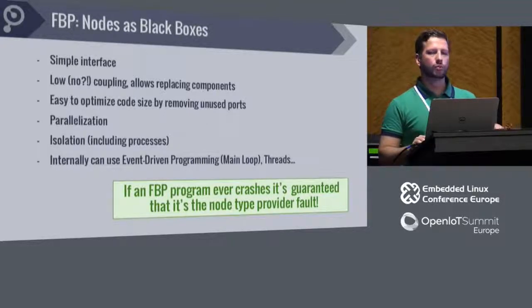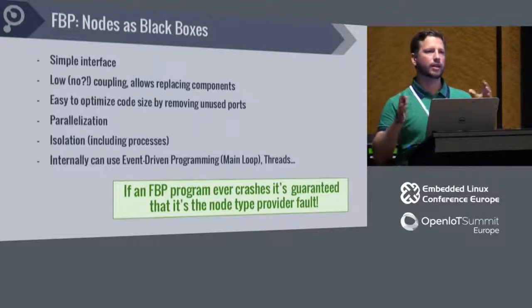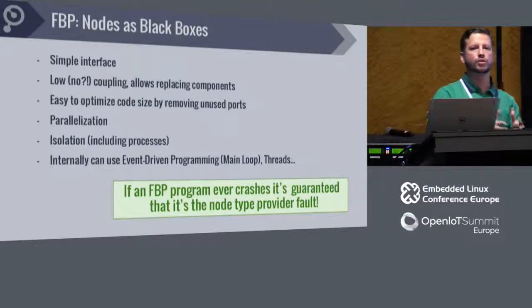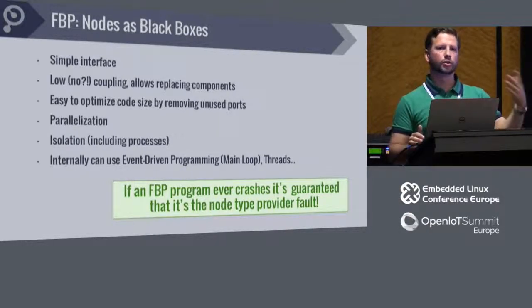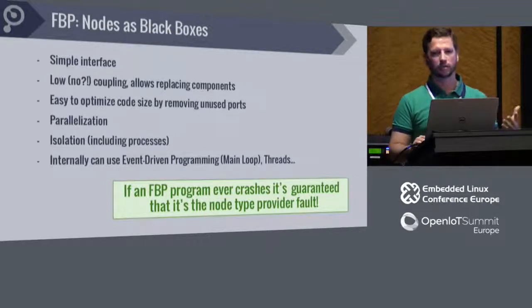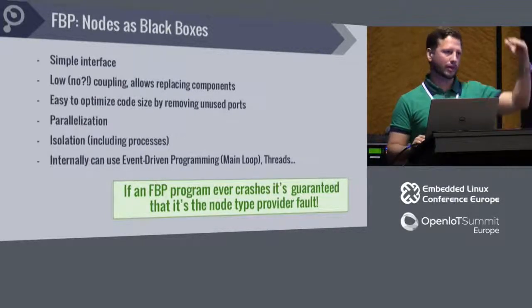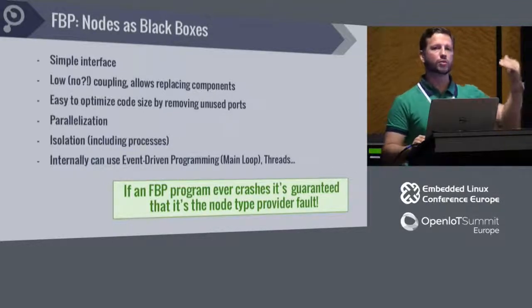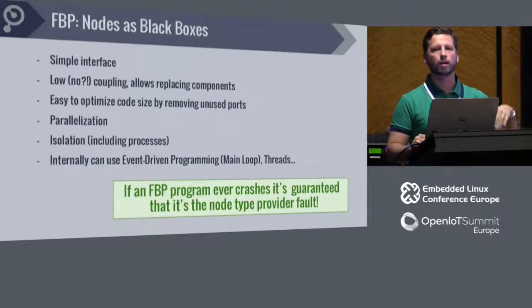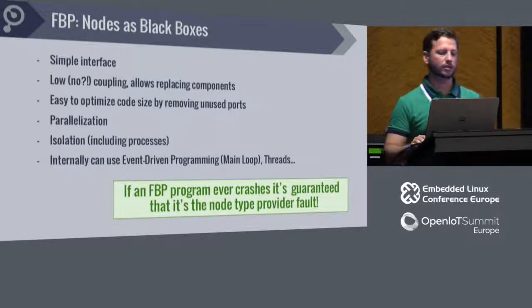It allows you to optimize code because each port, if it's not used, could be removed. You can do that with pure C or pure C++, but it's harder. With this kind of analysis, it's easy. You get an FBP, you see which ports are being used, and you can drop all the other functions much easier.